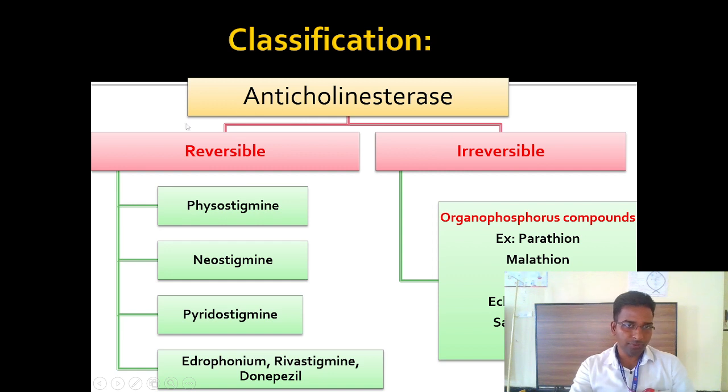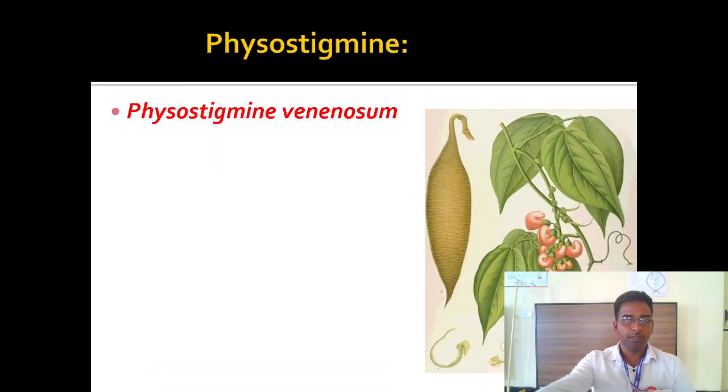In today's class we are going to deal with the drugs that come under reversible anticholinesterases. Drugs such as physostigmine, neostigmine, pyridostigmine, edrophonium, rivastigmine, and donepezil all come under reversible anticholinesterases. We will take them one by one and see the pharmacological actions, therapeutic uses, and common adverse effects of the individual drugs.